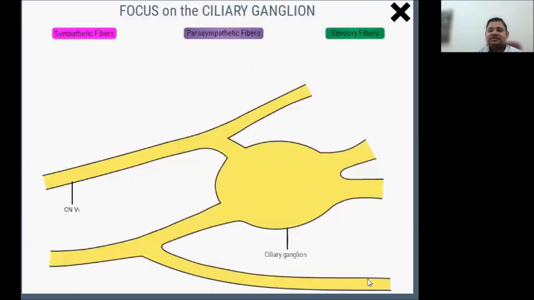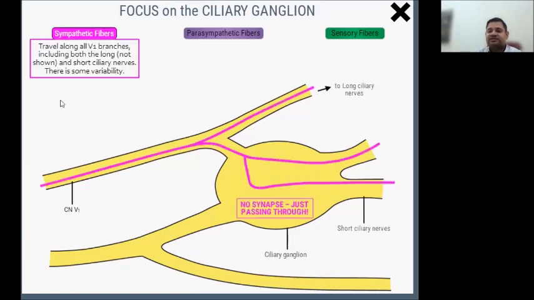Now you can see a picture of the ciliary ganglion right now here. There are sympathetic fibers which travel along V1, the ophthalmic branch of the trigeminal, including both long and short ciliary nerves. Here you are only shown the short ciliary nerves which are going through the ciliary ganglion, which is the sympathetic fiber functionality or modality.